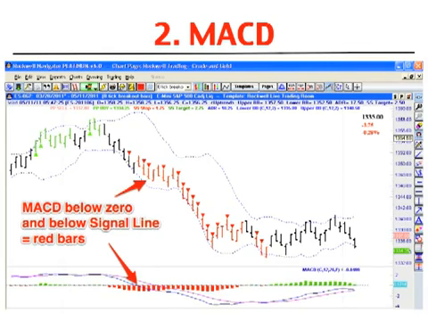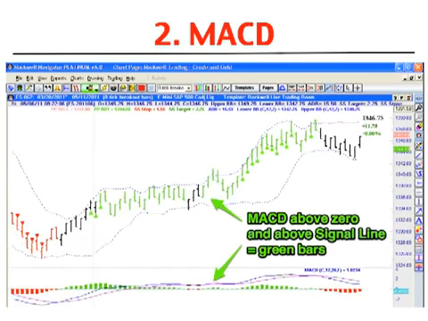In a downtrend, I want to see that the MACD is below the zero line and below its signal line, which on my charts is the purple line. And if these conditions are met, I color the bars on my chart red. Now, in an uptrend, I like to see that the MACD is above the signal line and above the zero line, and that's when I color the bars green.